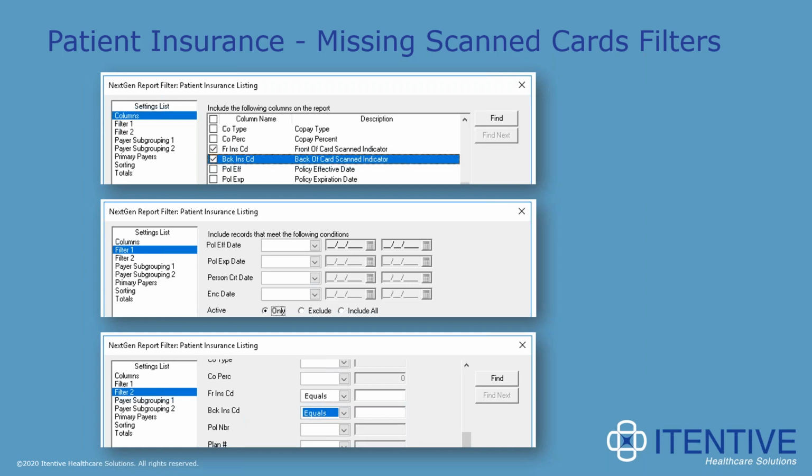So here on this reference slide for that missing scanned insurance card report, you can see I added my columns for both that front of card scanned indicator and back of card scanned indicator. Under filter 1, you can see I set that to active only. Again, we're only worried about those active insurances. And then under filter 2, you can see front insurance card and back insurance card, I've set both to equals blank. So again, we're trying to find those patients who are missing that scanned card.